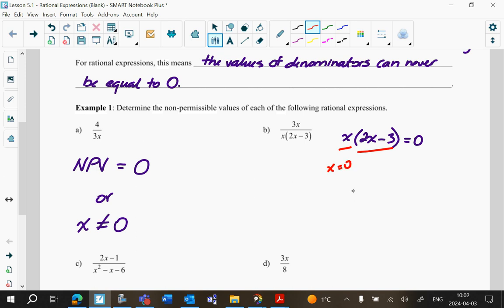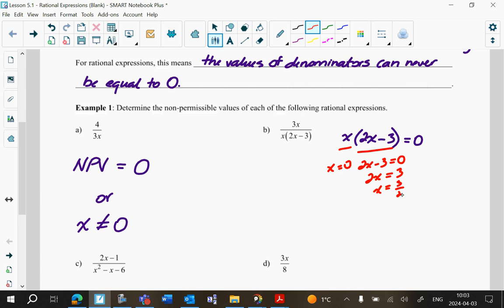And it's the easiest one because you guys overthink it. What value of x would make 2x minus 3 equals 0? Well, I got to solve this. Add 3 to both sides. Divide both sides by 2. That means the non-permissible values, there's 2 of them in this case.